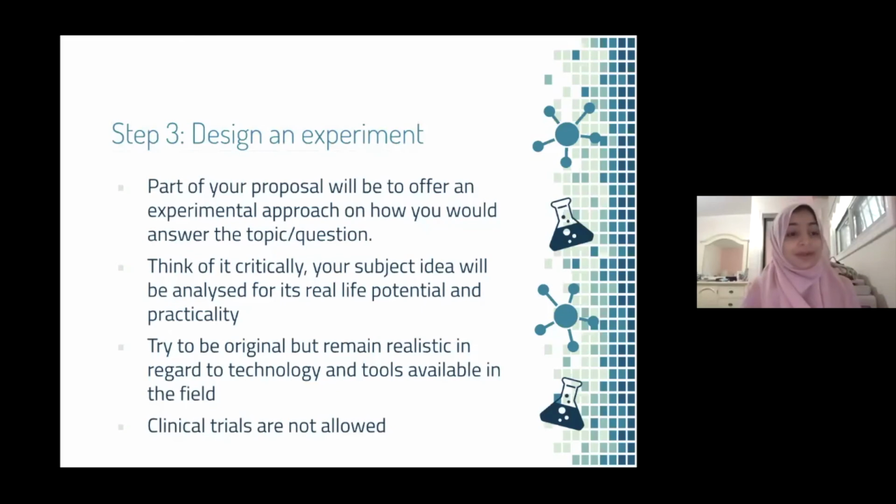So the next step would be to design your experiment. A large part of the proposal will be to offer an experimental approach on how you would answer the topic or question that's been provided. As I mentioned, think of it critically. It'll be analyzed for its real life potential. Try to be original, so not something that's already been done, but perhaps based on something that's already been done, so you can still remain realistic in regard to the technology and the tools available today. Clinical trials are not allowed as an experimental approach. If you have questions regarding this, we can also talk about this after the meeting.